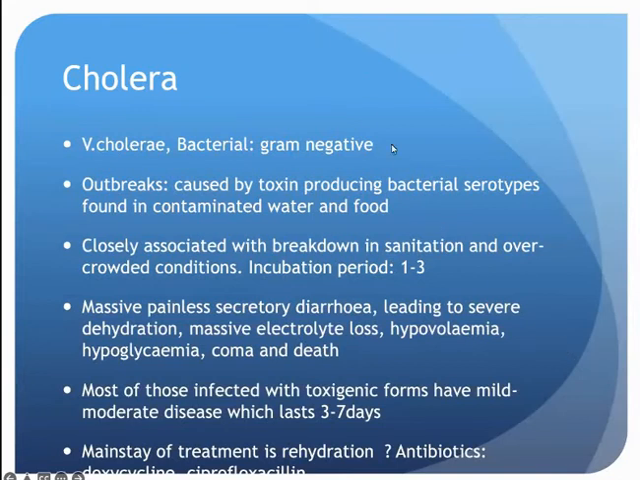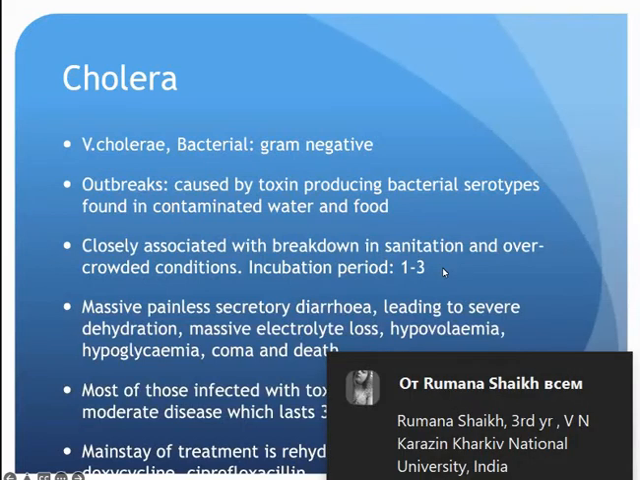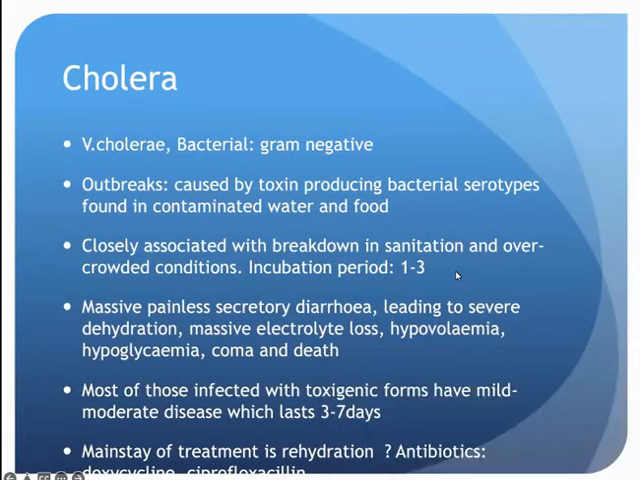Cholera. Let's just talk about cholera because that's the other important small bowel diarrheal disease, and it's caused by a bacteria, which is V. cholera, and it's a gram-negative bacteria. Outbreaks are caused by toxin-producing serotypes, which are found in contaminated water and food, which is why it's found in conflict situations and in overcrowded regions and in refugee camps, because there is a breakdown of sanitation or problems with sanitation in those areas.